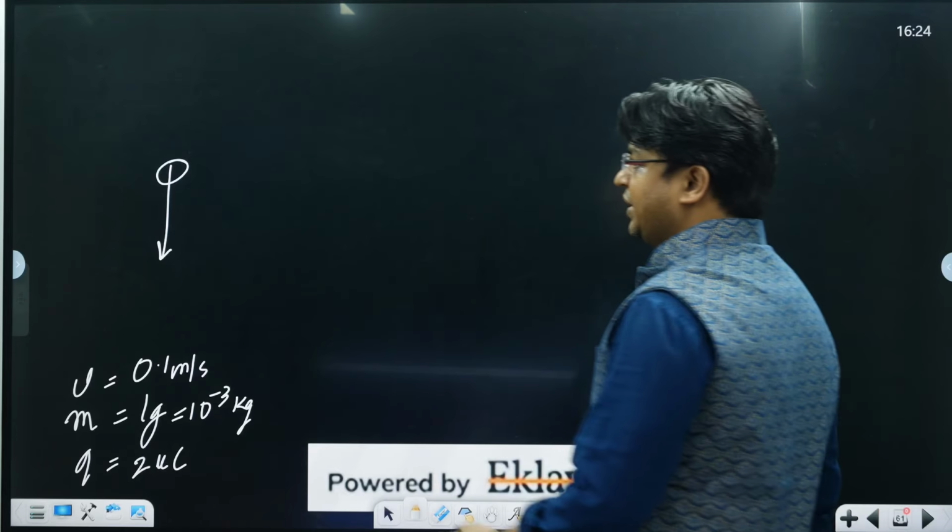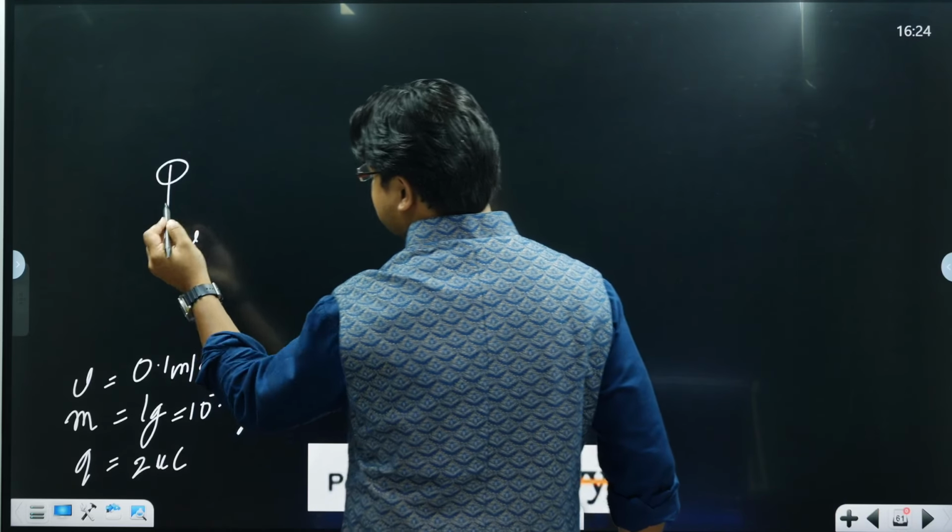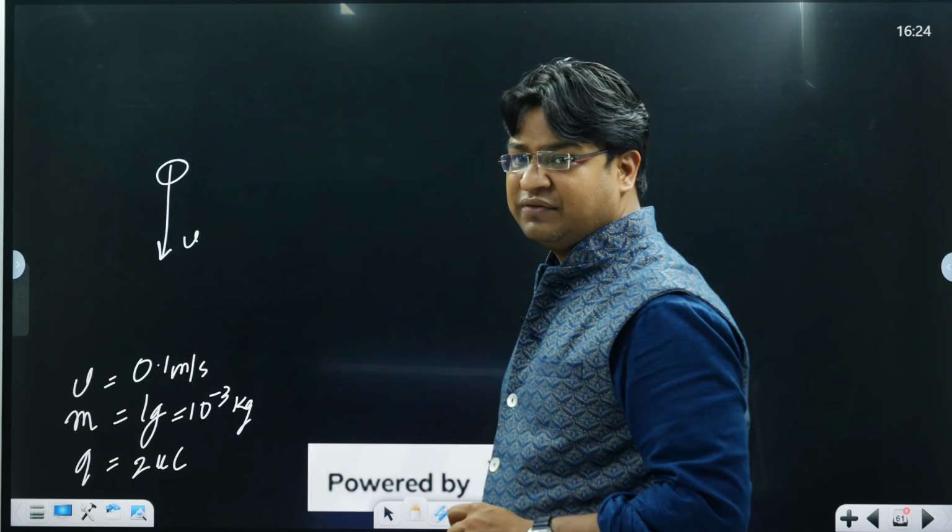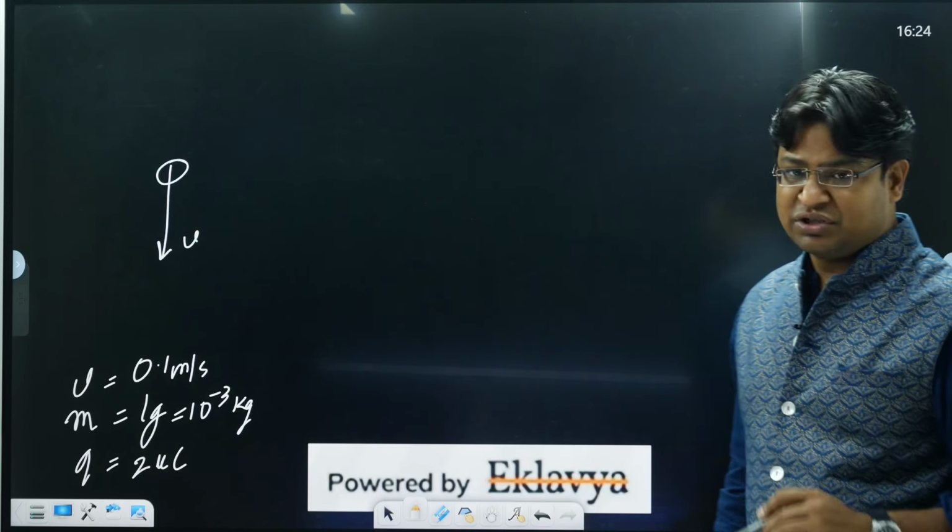So let me write the speed as u. Now when this particle is falling, the question says that it is falling with terminal velocity, which means that the net force on the particle should be 0.